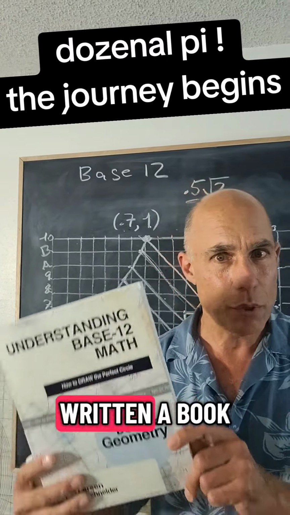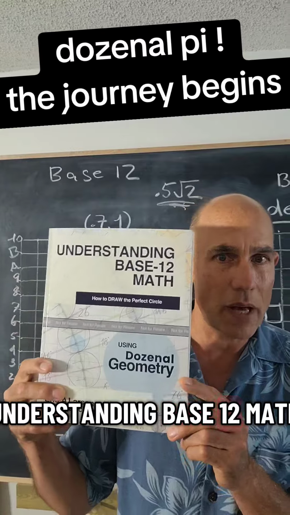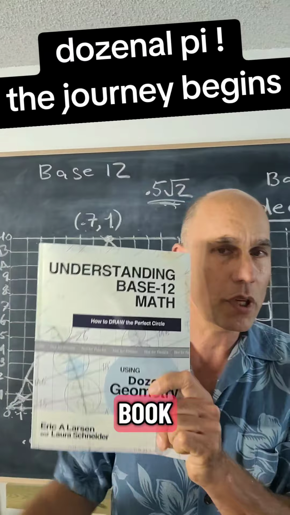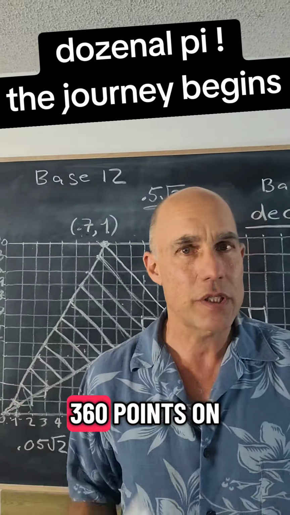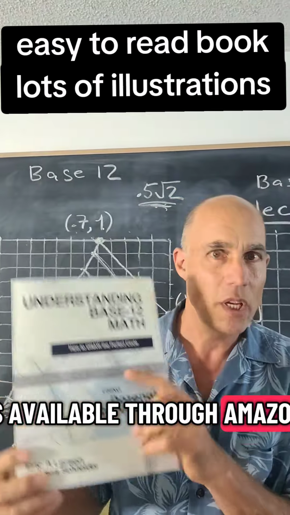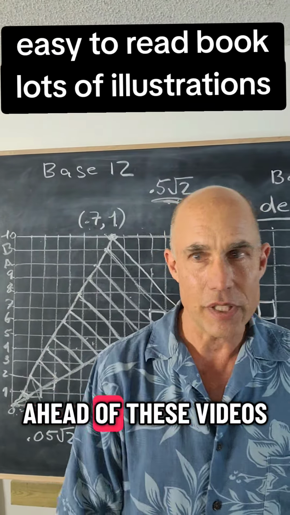So I have written a book about this called Understanding Base 12 Math: How to Draw the Perfect Circle Using Dozenal Geometry. And in this book, I show you how to plot 360 points on the circumference of the circle. This book is available through Amazon. You can get it if you want to get ahead of these videos.